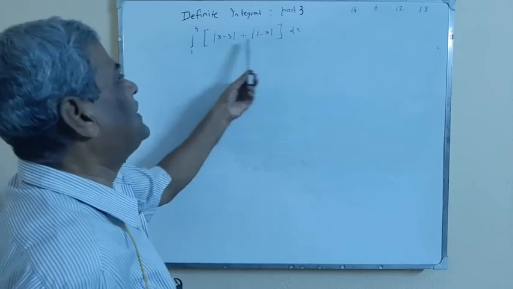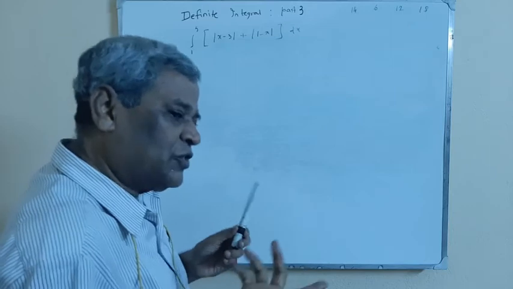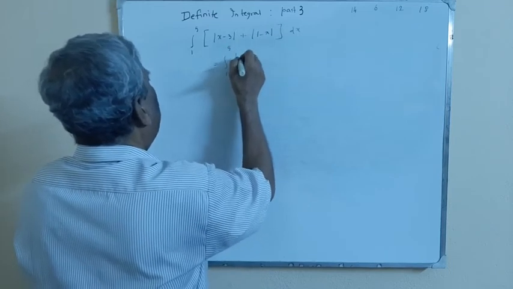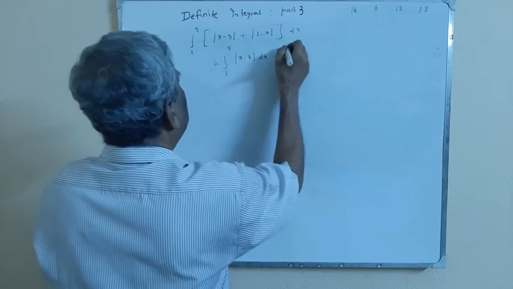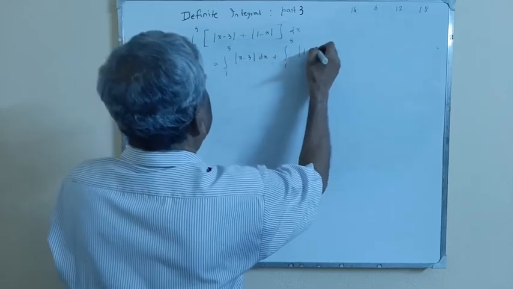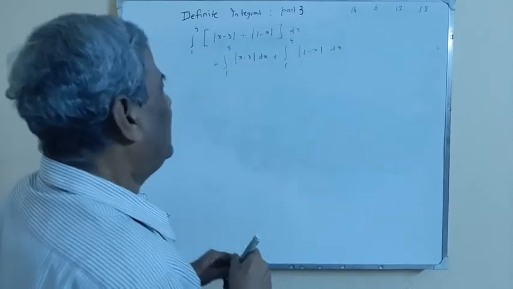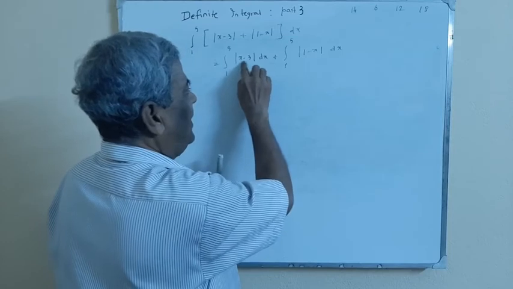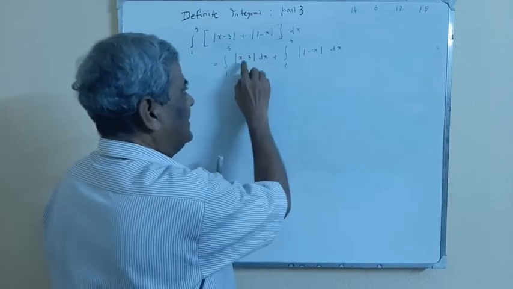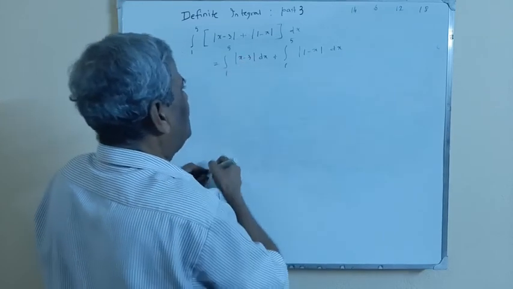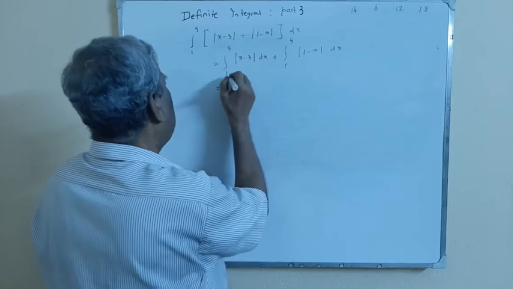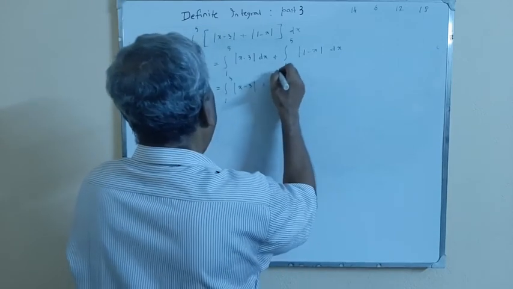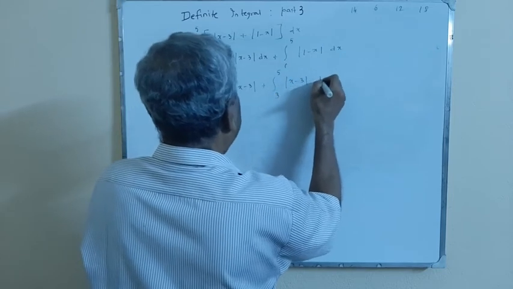We have to integrate two mod functions. So first of all, remove mod sign. For that purpose, let us break into two functions, 1 to 5 mod x minus 3 dx plus 1 to 5 mod of 1 minus x dx. Now first mod function is x minus 3. Let us see, it will be 0 at x is equal to 3. Before that, at 1, 2, it is negative. So let us break it like that. 1 to 3 mod of x minus 3 plus 3 to 5 mod of x minus 3 dx.